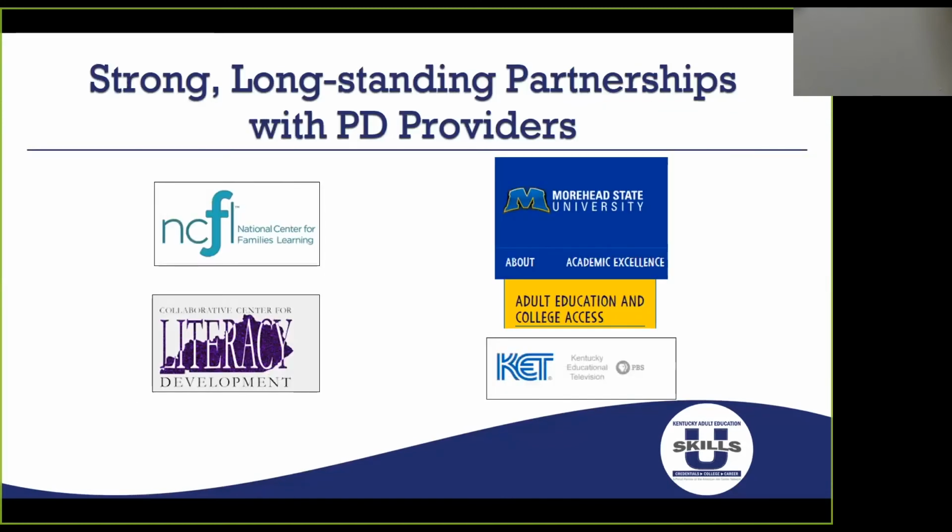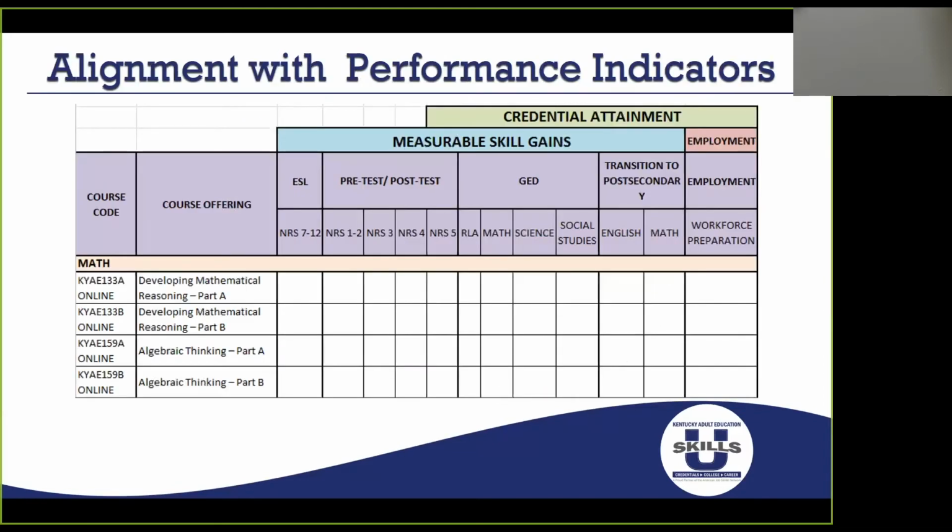In addition to seeking feedback from those who participate in PD, we're also seeking input from PD providers. Kentucky is fortunate to have some of the region's and nation's top providers of professional development for instructors, which include the National Center for Families Learning in Louisville, the Collaborative Center for Literacy Development with the University of Kentucky in Lexington, the Adult Education Academy housed at Morehead State University, and Kentucky Educational Television, that's Kentucky's state PBS station, with offices in Lexington, Kentucky. In planning for the current fiscal year, a new PD matrix was developed to align professional development first with our performance metrics. So as we selected PD offerings for the current fiscal year, we were able to determine areas of unmet need as well as areas that had already been sufficiently addressed by crosswalking anticipated offerings with WIOA measurable skill gains. You see those in this particular slide in purple.